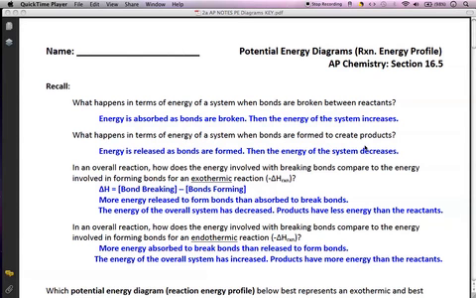All of you, I just wanted to give you a chance to go through this set of notes on potential energy diagrams, which are also referred to in the textbook in the AP curriculum as a reaction energy profile. So I wanted just to have you fill in the notes, but also get a chance to actually explain it myself a little bit to help you understand it.